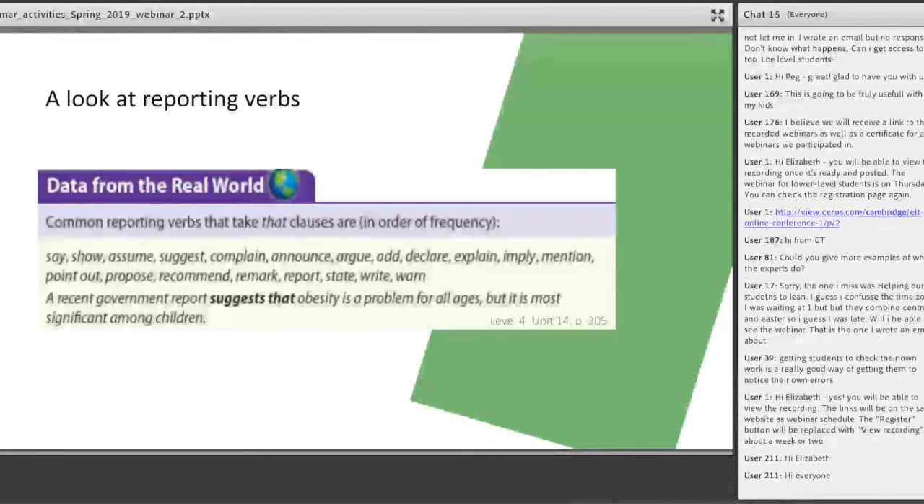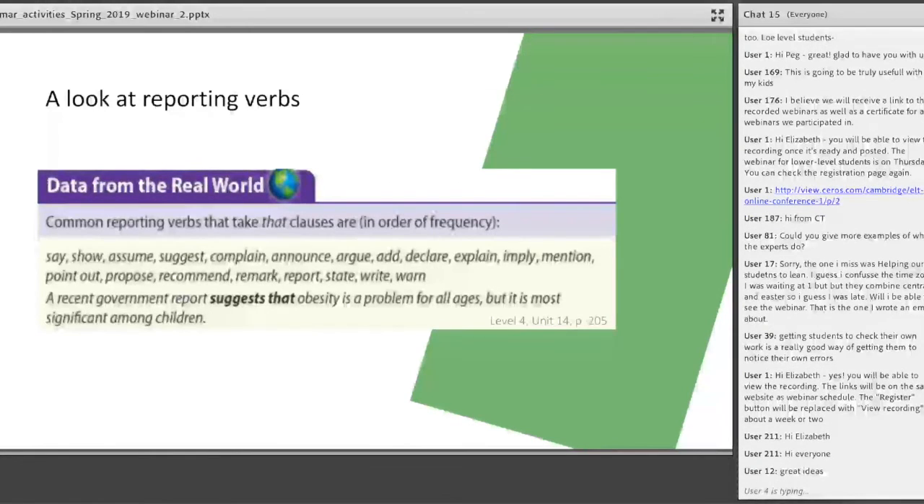We can also look at reporting verbs. This is one of my favorite things because as we look at this list, we see that one of the most common reporting verbs is say, and the second most common reporting verb is show. I don't know about your students, but I certainly have experienced that most of my students like those two verbs. They are very common, and they're sometimes the only verbs that we see used for reporting in our students' essays and papers. And it's nice to give them some variety and help them understand there are other verbs that can serve that same function.